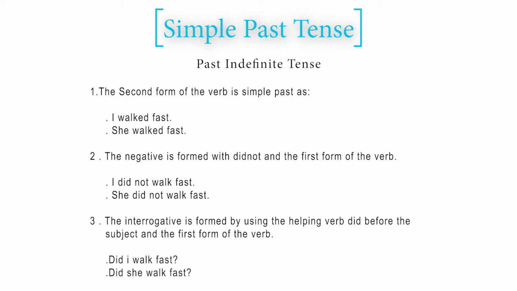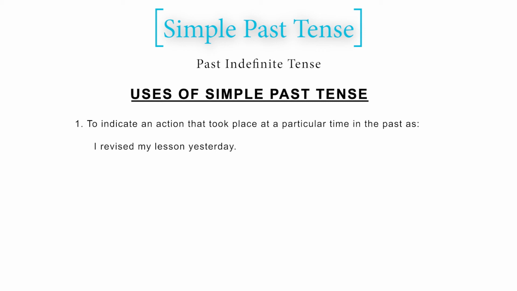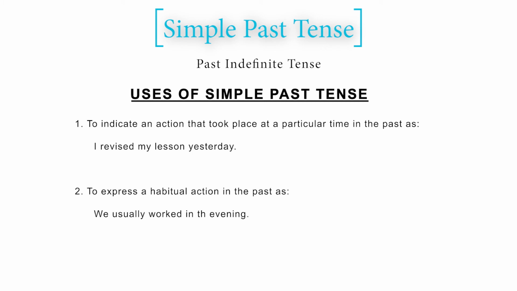Did she walk fast? Uses of simple past tense: to indicate an action that took place at a particular time in the past, as in: I revised my lesson yesterday. To express a habitual action in the past, as in: we usually worked in the evening.